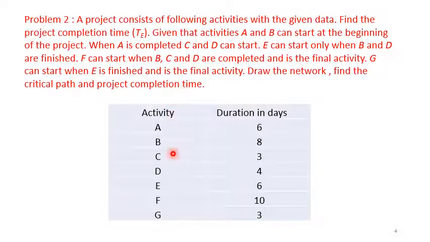And the activities are given here. You can see A, B, C, D, E, F, G. This consists of 7 activities. The duration in days: the expected time of completion of A is 6 days, B 8, C 3 and so on. The precedence relationship is given here. So first we can construct a table with the activity, the precedence relationships and the durations, so that we can draw the network diagram.